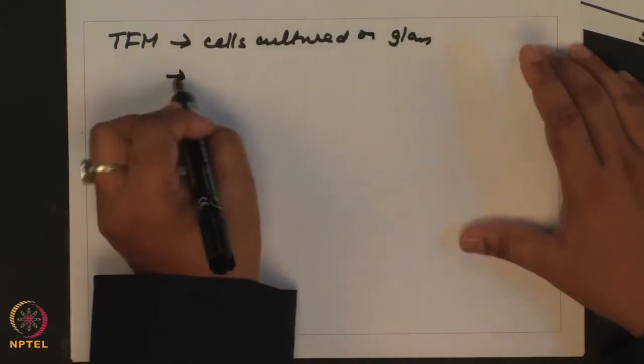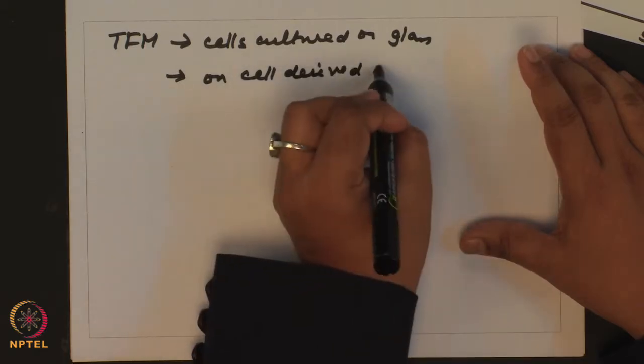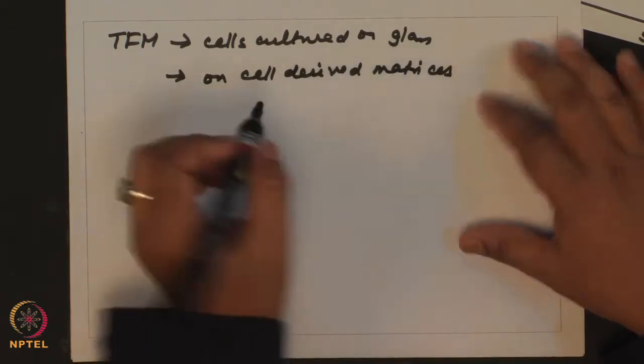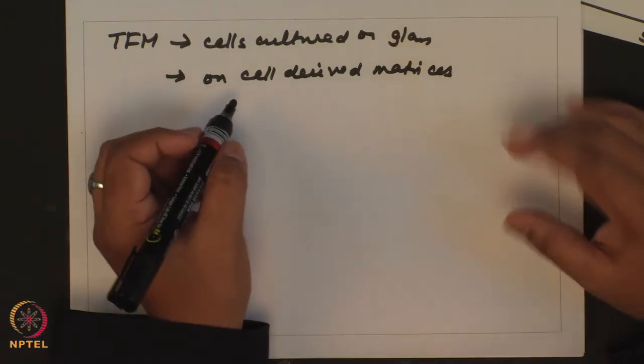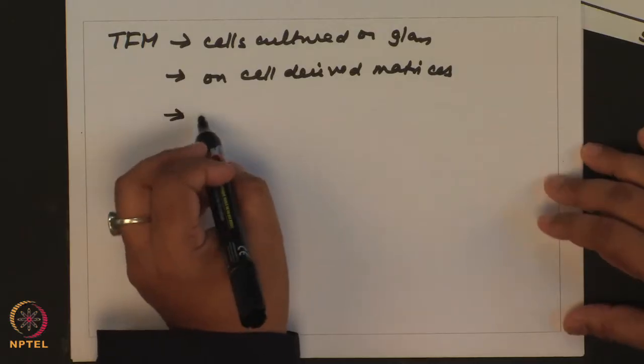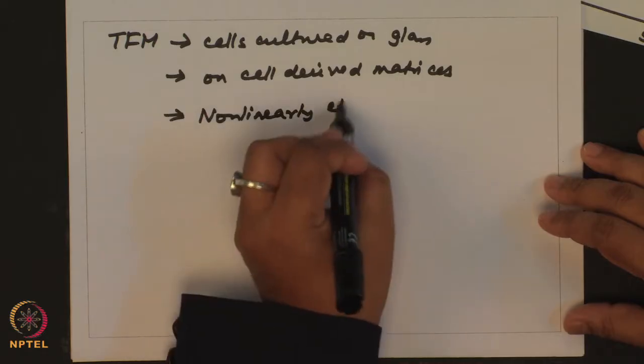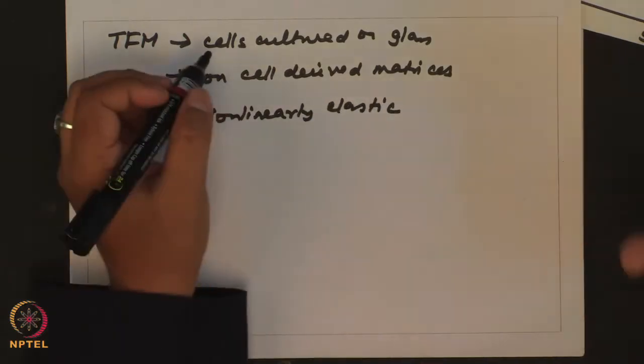Okay. Or let us say on cell derived matrices, where there is no way of adding beads into the material. Or one more example is if your material is non-linearly elastic, because the formulation for traction force microscopy assumes linear elastic substrates. For all these cases, there is a very simple alternative approach which you might follow. This is called a Trypsin de-adhesion assay.